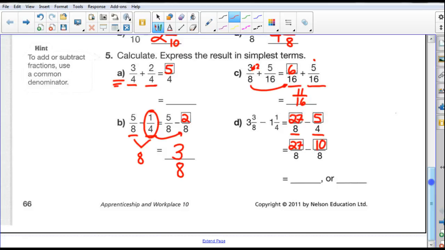It's an equivalent fraction. So now that I've got the same denominator, I just do the math. It's going to be over 8, and 27 subtract 10 is 17 eighths. Or, if I want to take this improper fraction and convert it to a mixed fraction, 8 goes into 17 2 times, which is 16. There's 1 remaining, and the answer is 2 1/8.